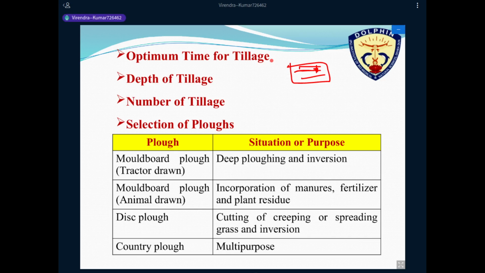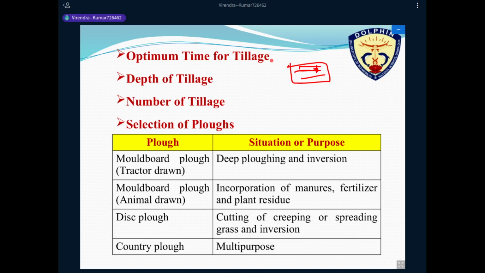सेकंड है डेप्थ ऑफ द टिलेज। सो व्हाट विल बी द डेप्थ ऑफ टिलेज? सो इट इज टोटली डिपेंड ऑन which type of the crop you are taking in the field and what type of the soil. So according to your crops and soil you can decide what will be the depth of our tillage.